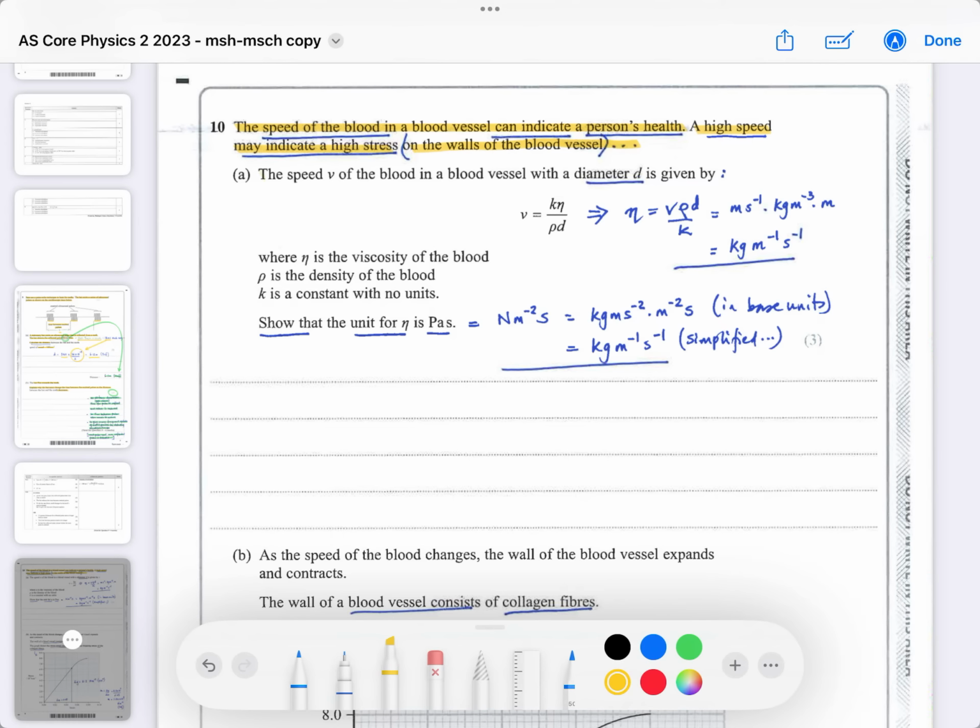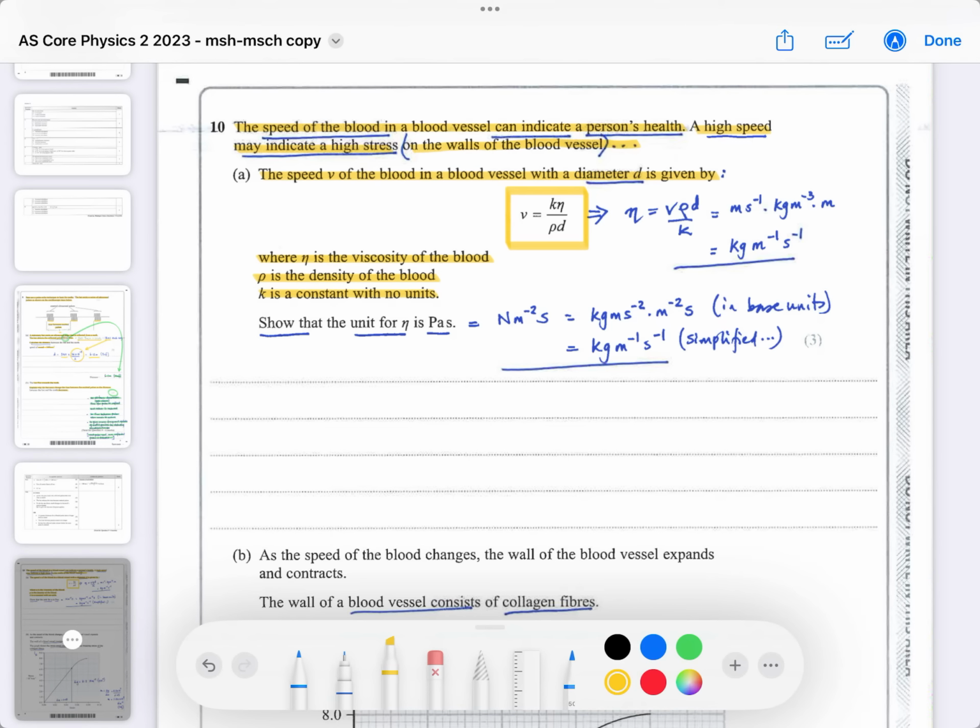I would recommend it. The speed v of the blood in the vessel with a diameter d, the vessel being cylindrical we're assuming, is given by this equation. And then they told us that k is a numerical constant, because it has no units. Rho, the Greek letter, is the density of the blood. And eta, this Greek letter, is the viscosity of the blood. So this comes from the materials topic.